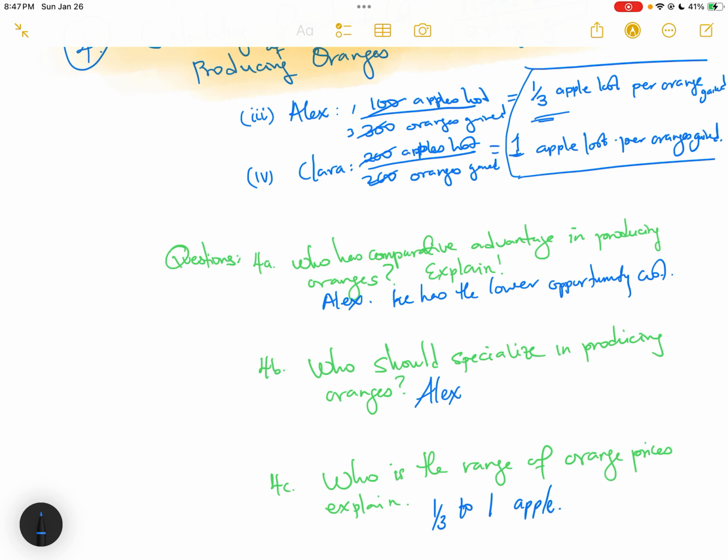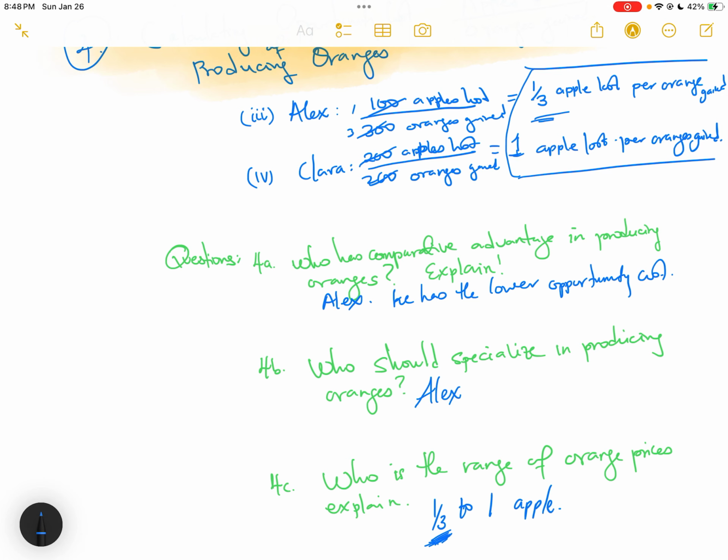Now explain why this is the range. Let's start from here. Who is going to be selling oranges? It's Alex. Now Alex would love to sell his oranges for at least what it cost him to make it, right? So for a third of an apple or more. And so that explains why 1/3 is the lower bound on this range of prices.